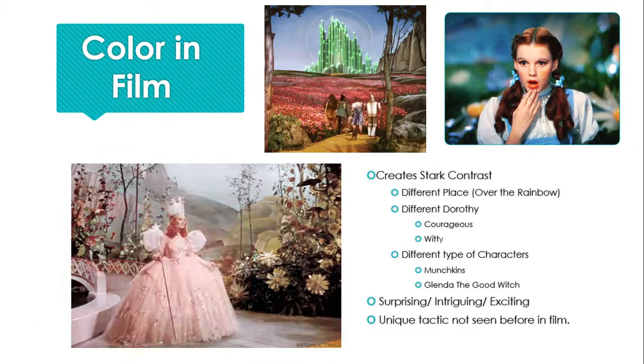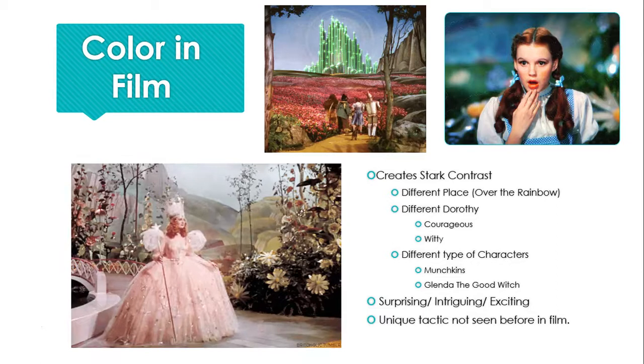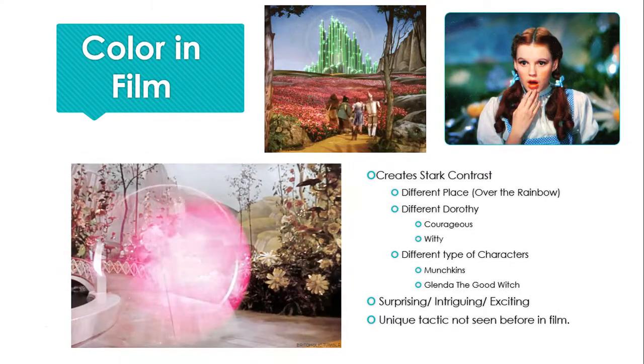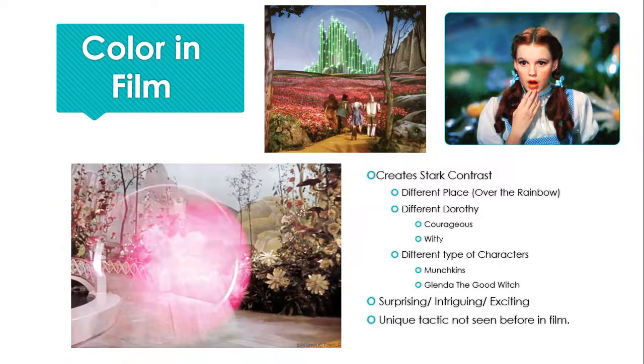She was courageous, witty. There were also different types of characters, such as the Munchkins, Glinda the Good Witch, and even the Wicked Witch of the West, in comparison to Aunt Em and the farmhands back home in Kansas. The color was surprising, intriguing, and exciting. It was a unique tactic not seen before in film.